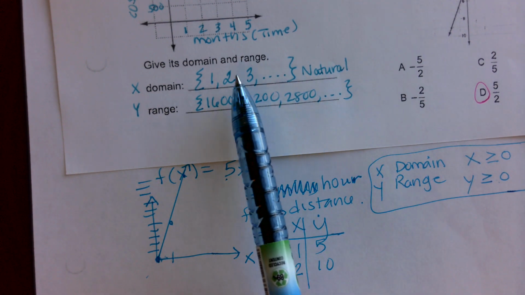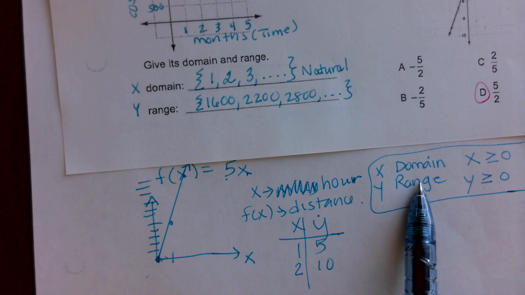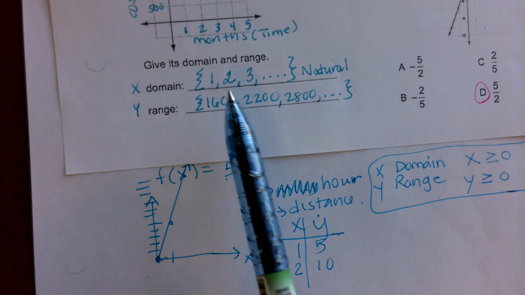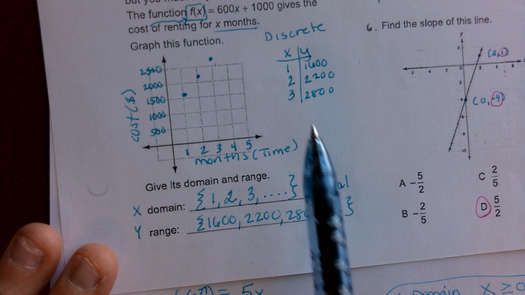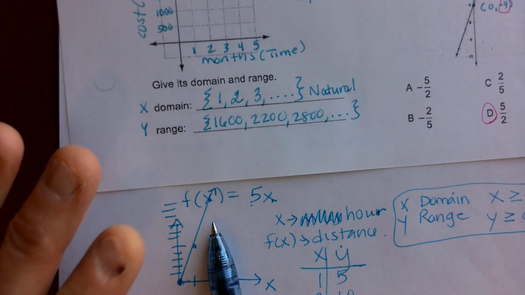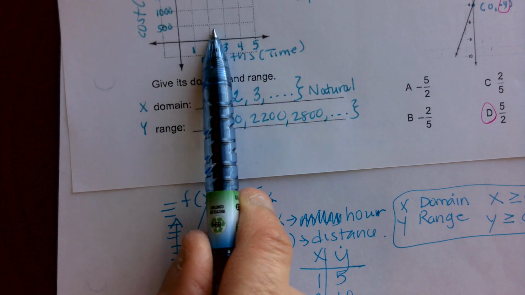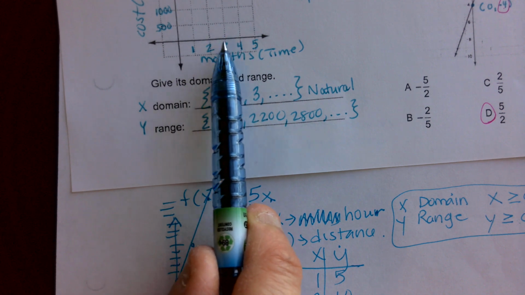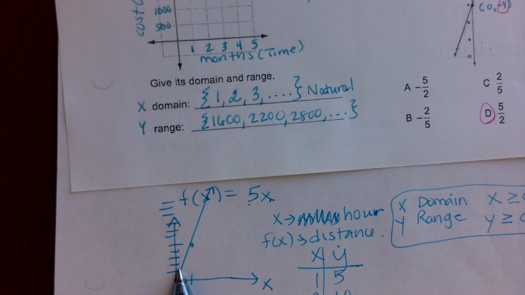So you need to understand that it could look like this for domain and range, or it could look like this, depending on if you have a discrete graph or continuous graph. Do you have a graph where they specifically said you can only do it in certain increments? Or do you have a graph where it could be anything in between? All these points could be a possibility.